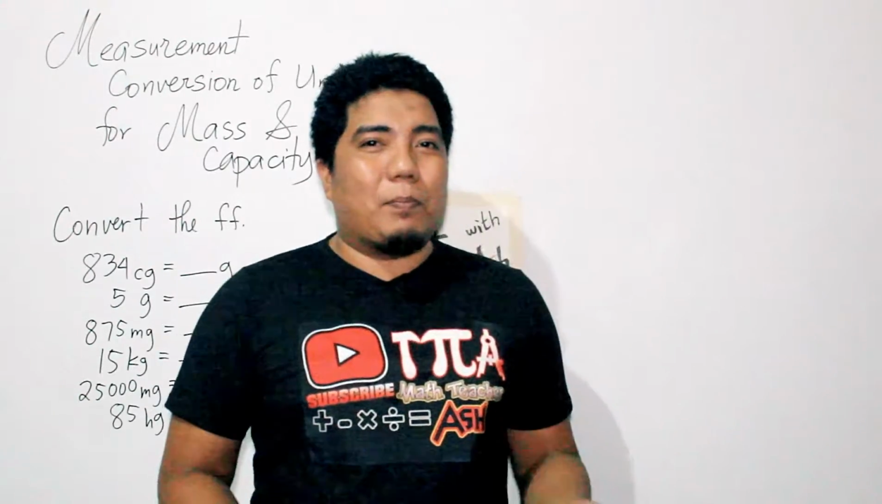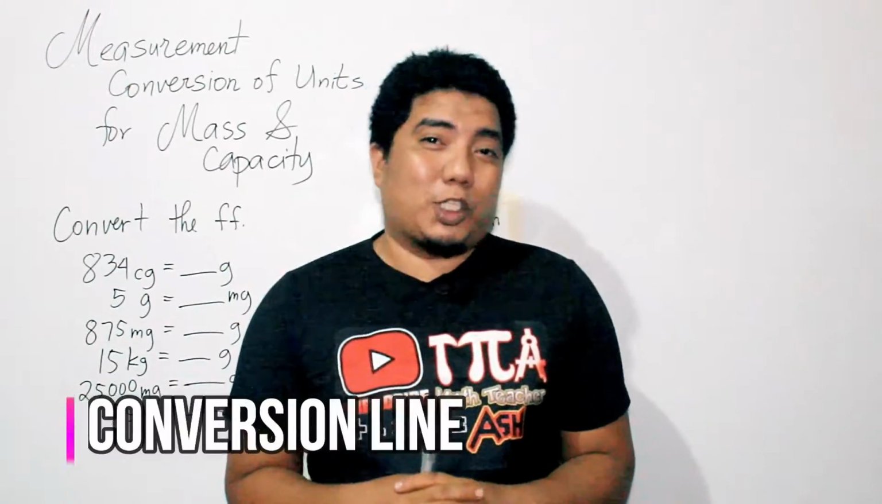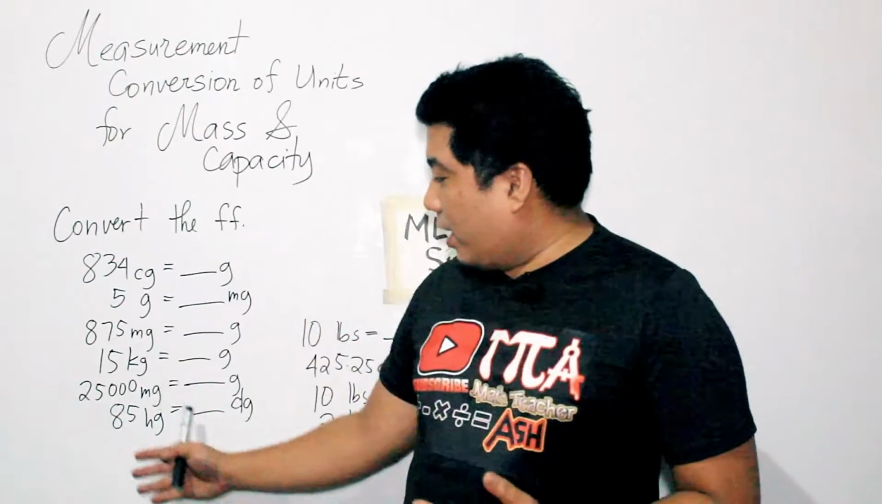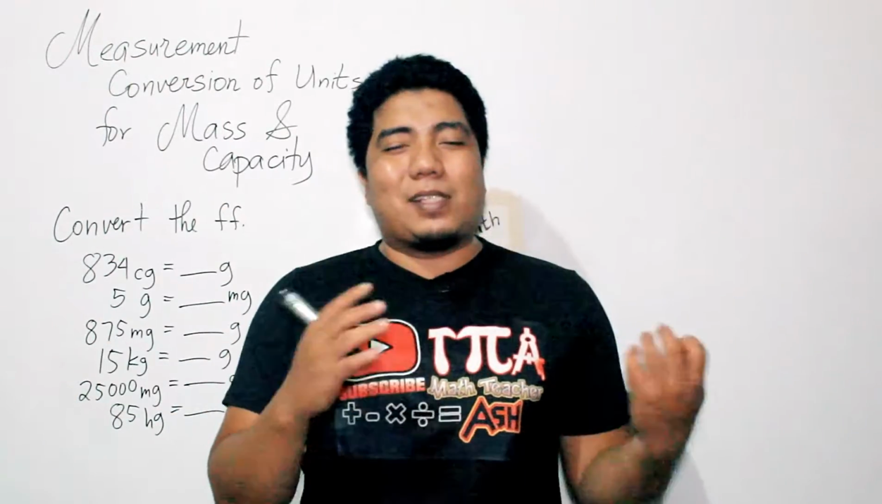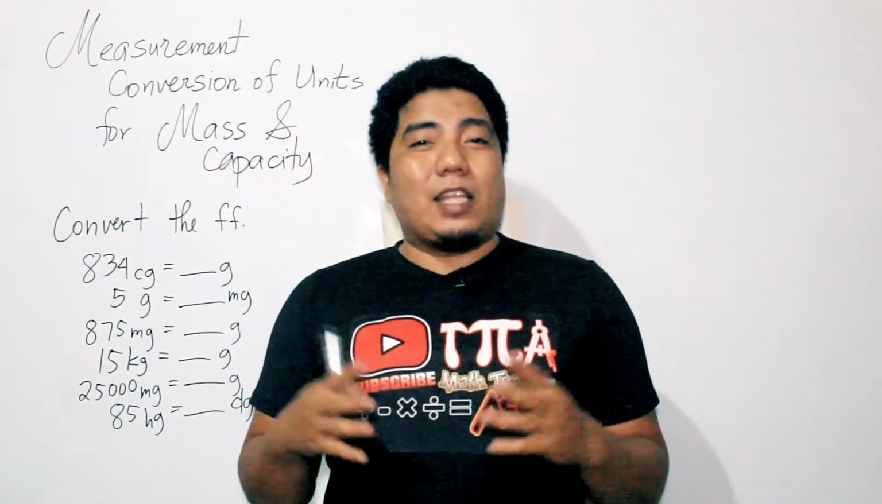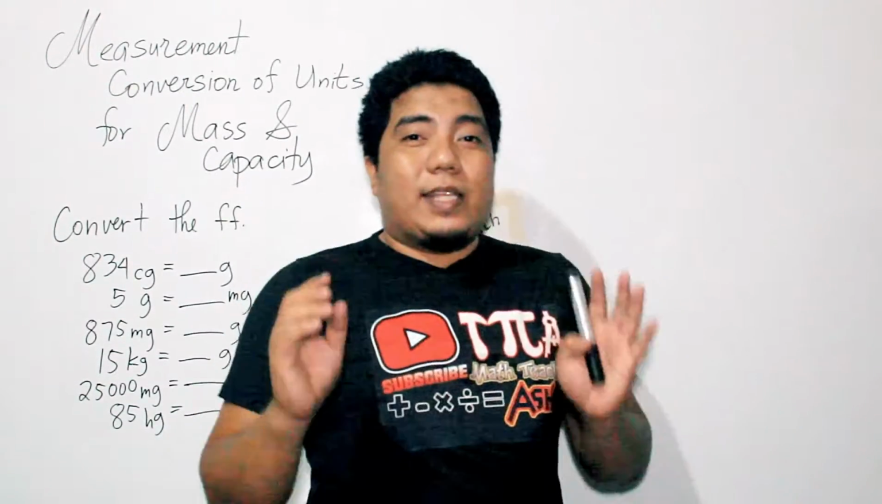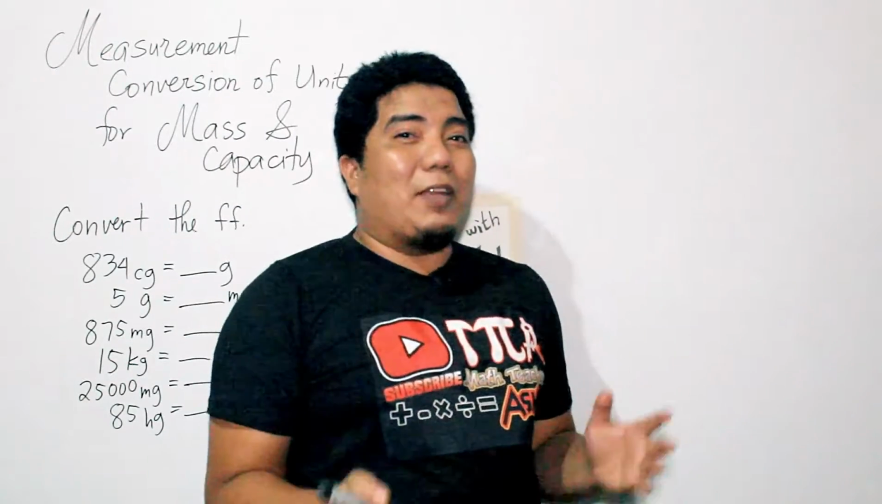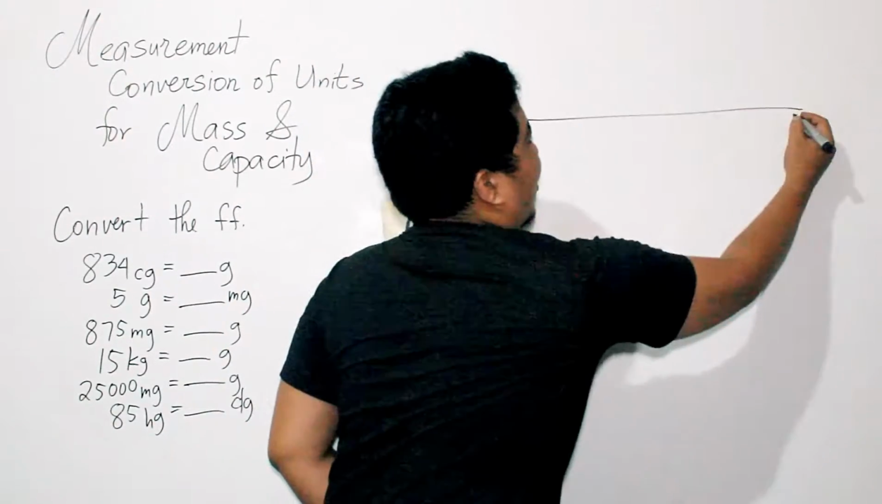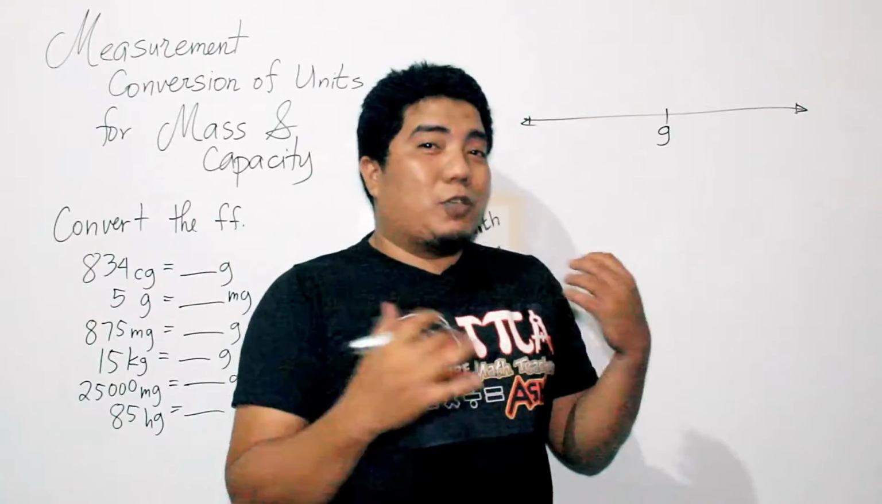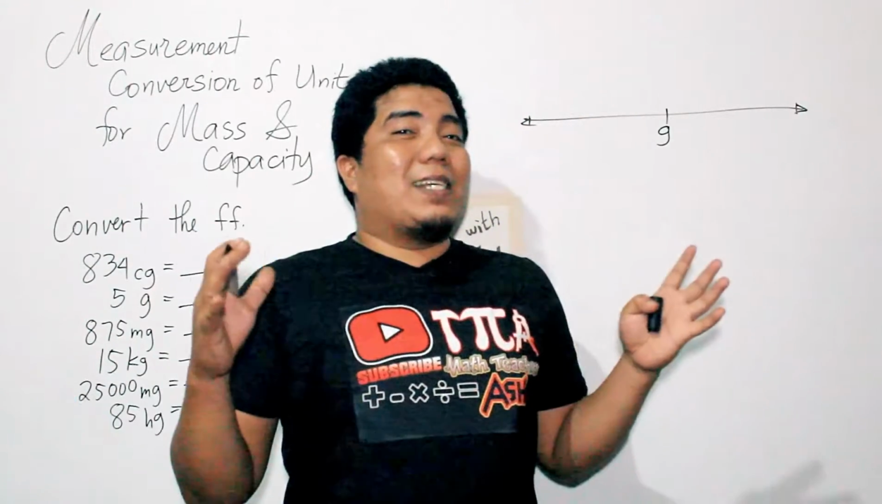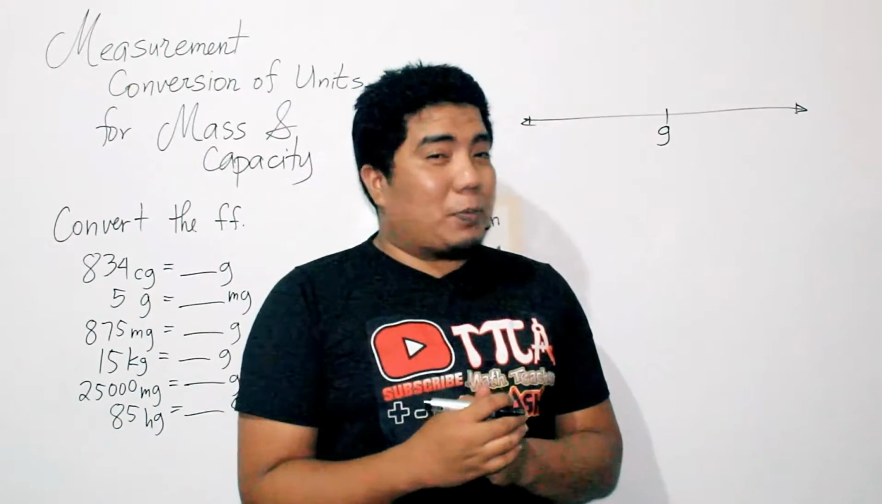Now, in the metric system, we can easily use the conversion line. Same goes if we are dealing with grams, milligrams, centigrams. That is part of the metric system, so the conversion line becomes very handy. The same concept as the conversion line for length, the conversion line for mass uses the gram or g as the standard unit of measurement.